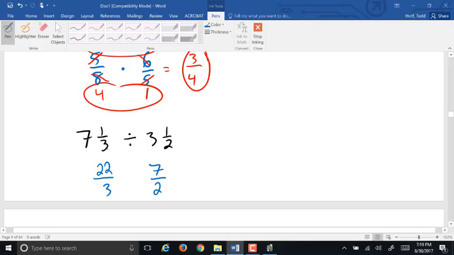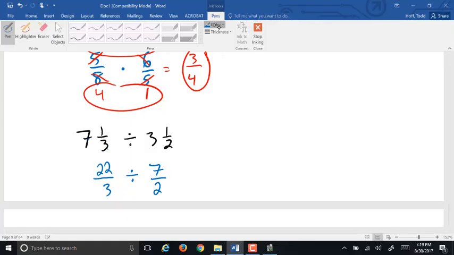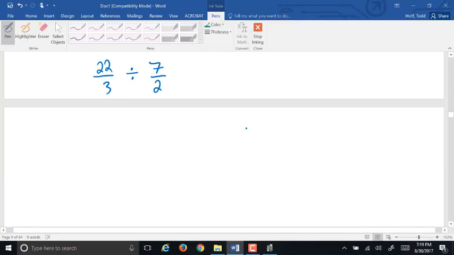Can I cross cancel the 22 and the 2? Say no. No, I can't, because at this point it's still division. I have not taken the reciprocal yet. Does this become 3 over 22? No. The first number does not change. It's 22 over 3. Unless I screw up and write it as something different. 22 over 3. It becomes multiplication. Remember, the operation works on the number that comes after it. The 7 halves becomes 2 sevenths.